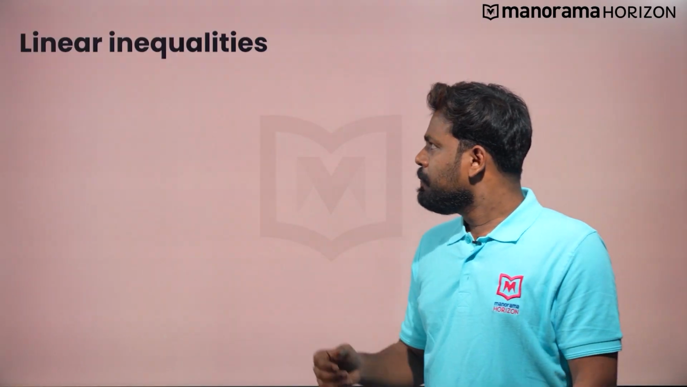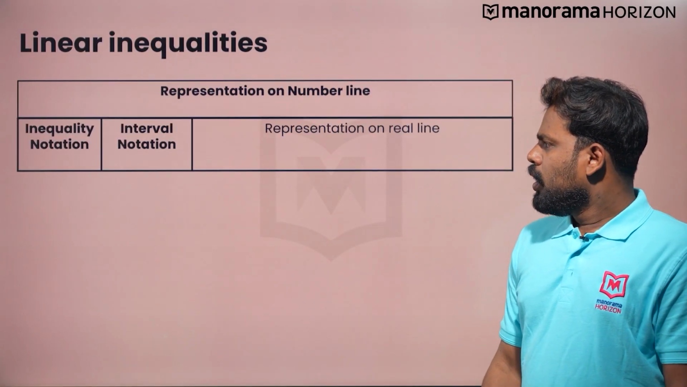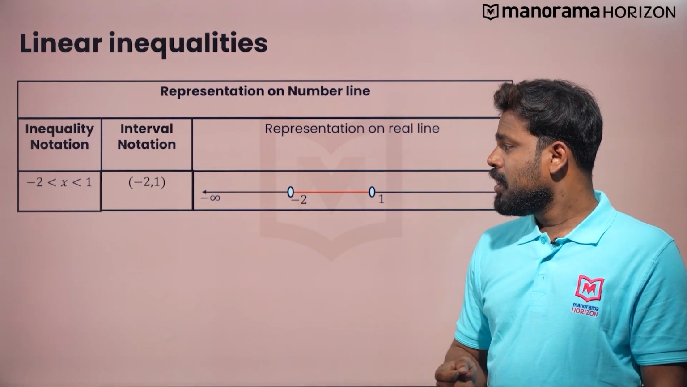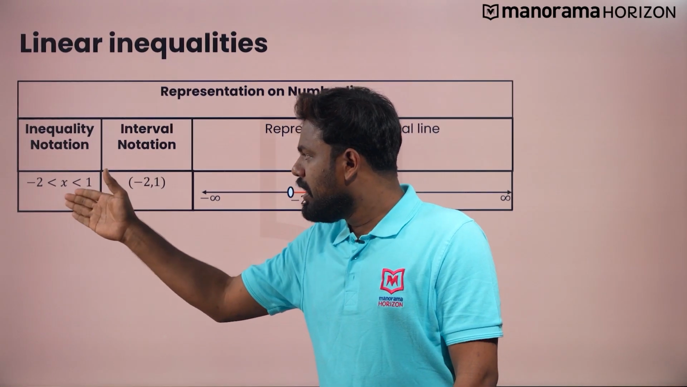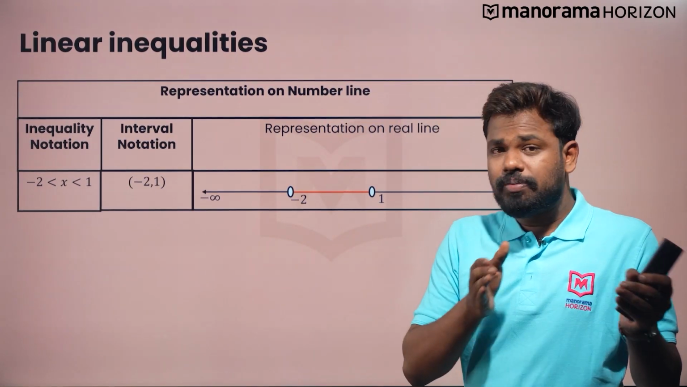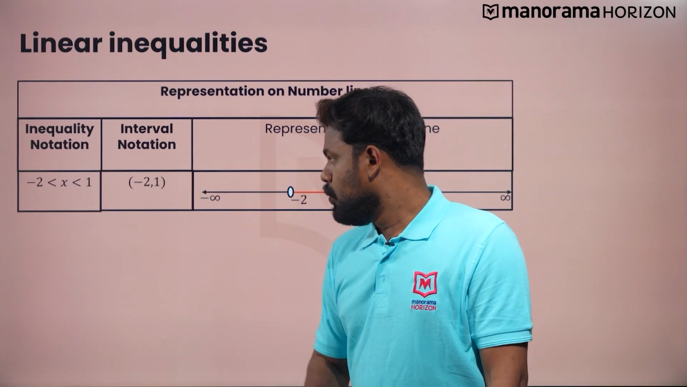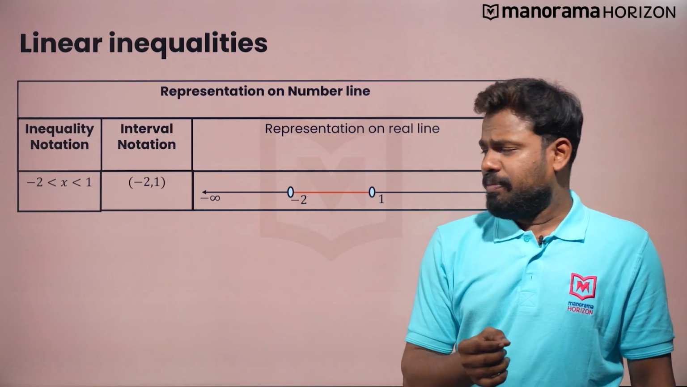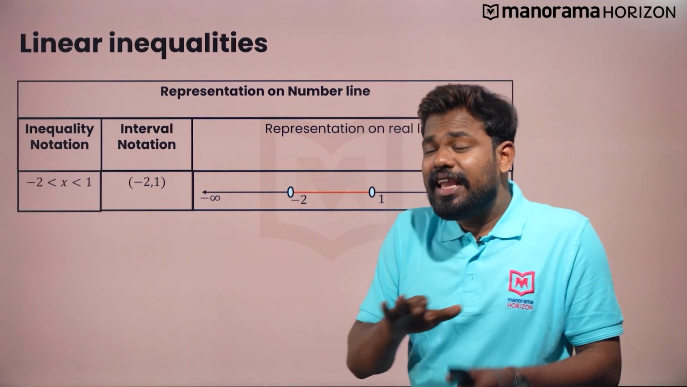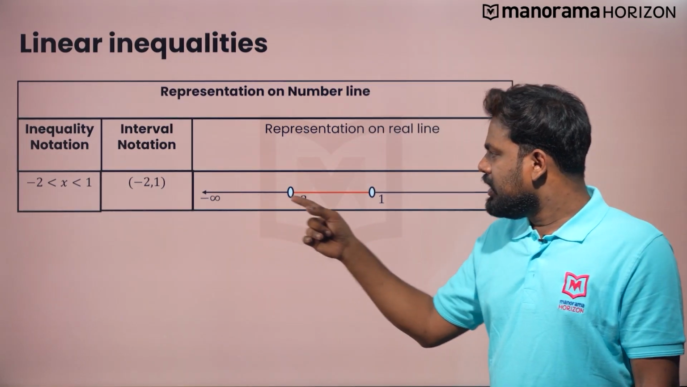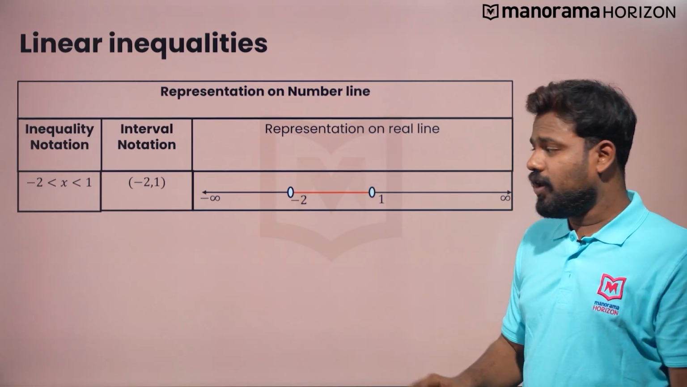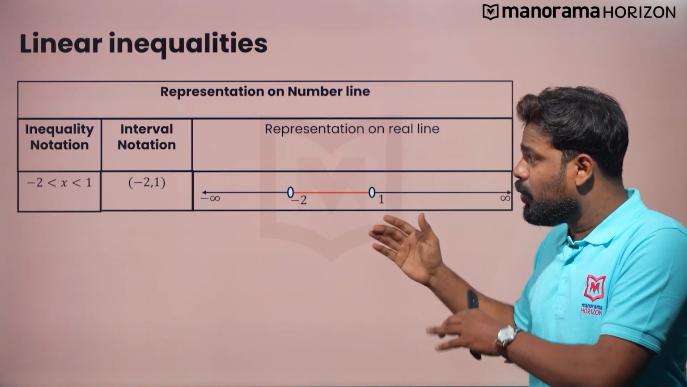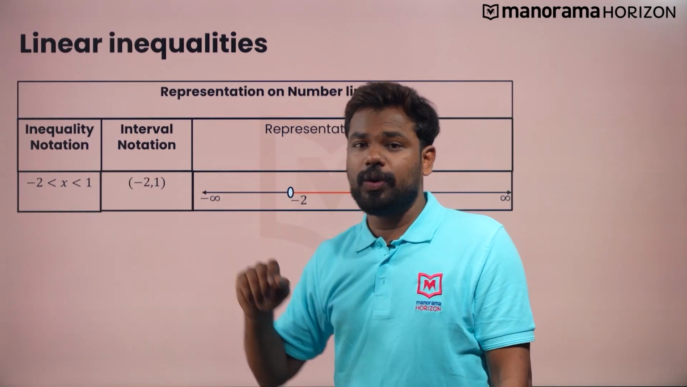Now let's look at some more representations on the number line, which starts with minus 2 less than x less than 1. So here the x is in the middle and you have two sides, that is, one is minus 2 less than x, then till 1. So is the inequation taking either minus 2 or 1? No, it is not taking any of this. So I'm circling minus 2 and 1. I'm just circling. I'm not shading at all. And everything in between minus 2 and 1 will fall under this inequality.